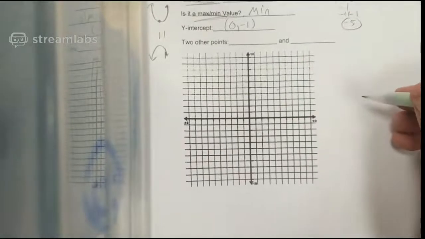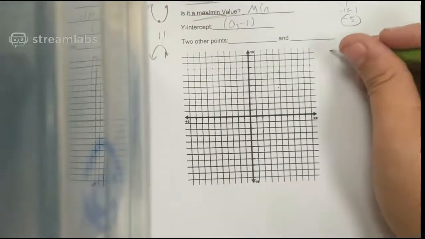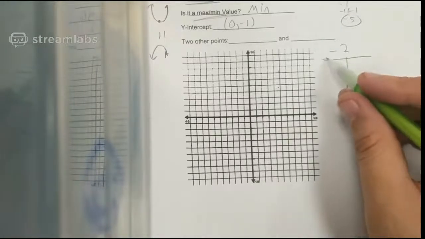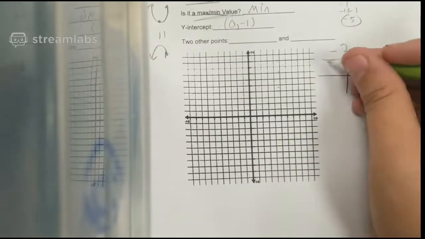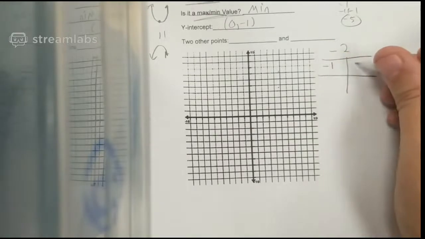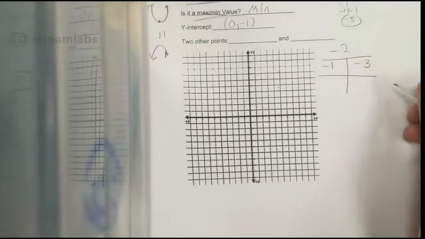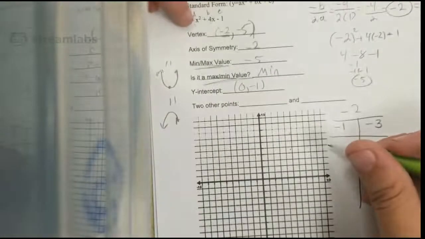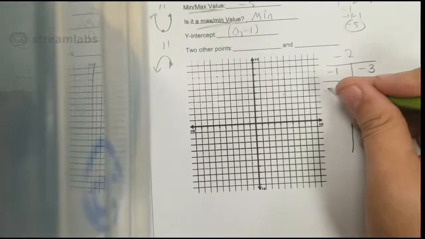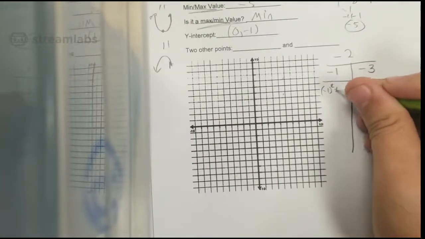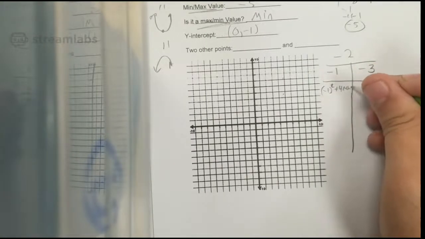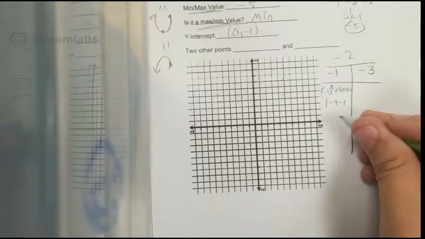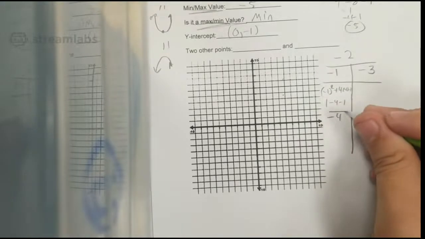So how do you get 2 other points? Well, the easiest way is you take the x of your vertex and use 2 numbers that are next to the vertex. So that's negative 1, and that's negative 3. Let's see if those numbers are going to end up being the same when I plug them into the original equation, which is up here. So negative 1 squared plus 4 times negative 1 minus 1. That's 1 minus 4 minus 1. So that should be negative 4.